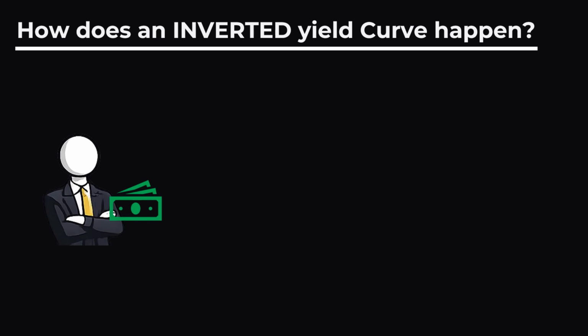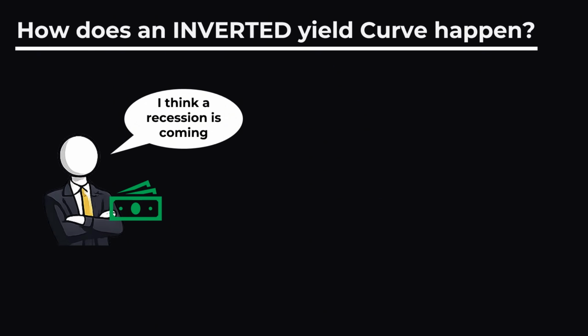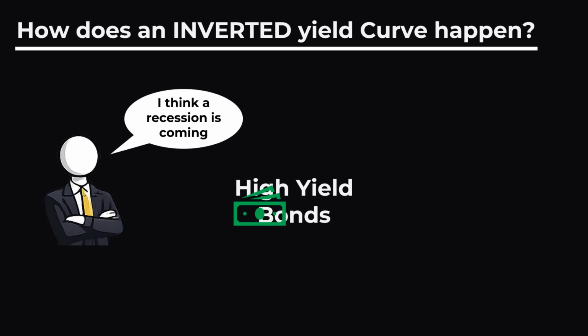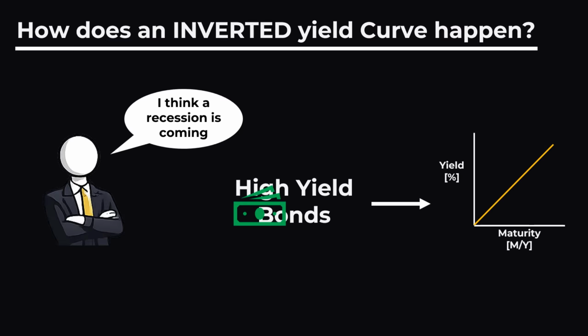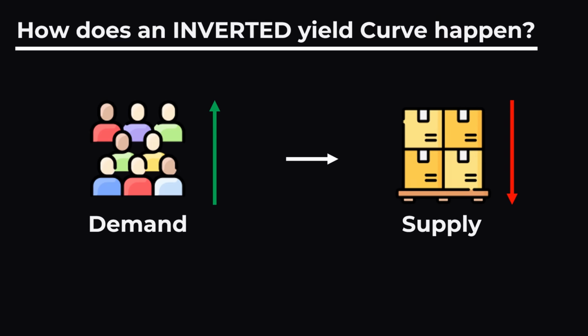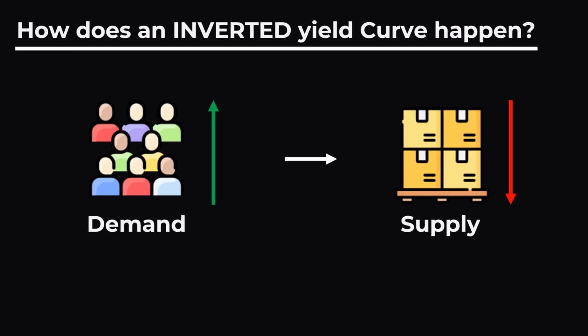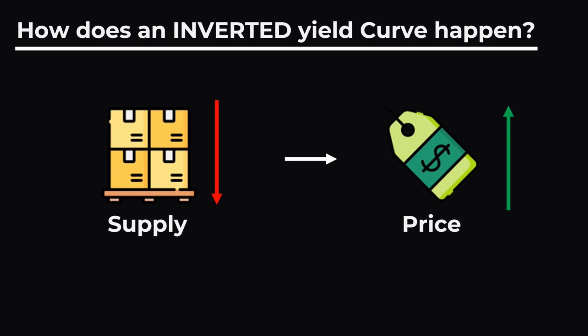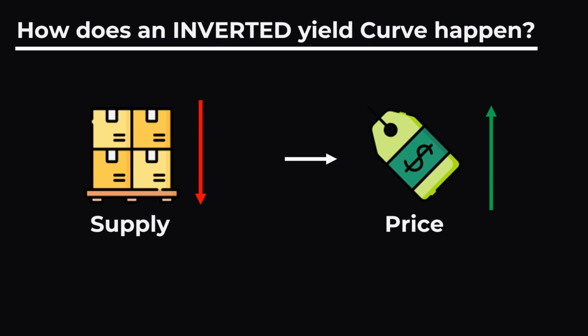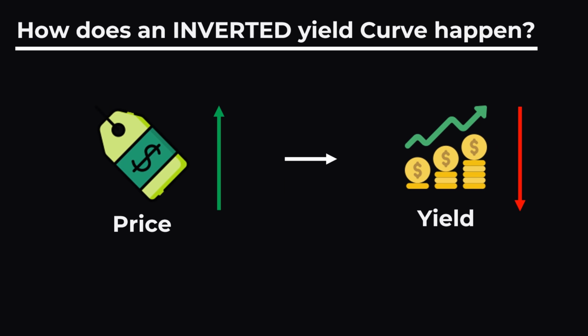Now, let's consider investor behavior. If investors start to believe that a recession is coming, they often shift their money into safer investments, like bonds. In particular, they tend to buy long-term bonds, which usually offer higher yields. When many investors buy these long-term bonds, demand increases. And as basic economics tells us, when demand rises and supply is limited, prices go up. And as we just discussed, when prices go up, yields go down. This is one of the key mechanisms behind an inverted yield curve.